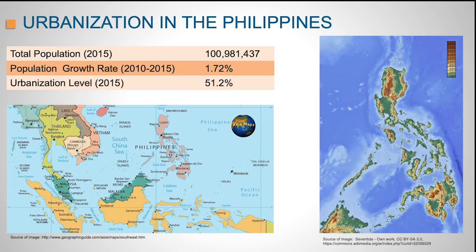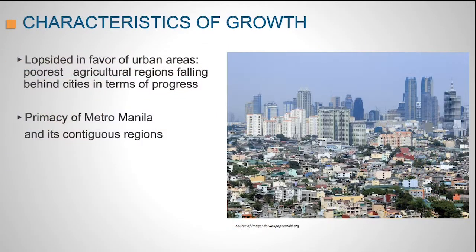The urban population has been growing at a faster rate as people migrate from rural to urban areas in search of better employment opportunities. The effects of urbanization have been lopsided. Urbanization in the Philippines has seen some of the country's poorest agricultural regions falling behind cities in terms of progress. Only the urban areas, the so-called drivers of economic growth, receive serious attention from the government in terms of infrastructure funding.